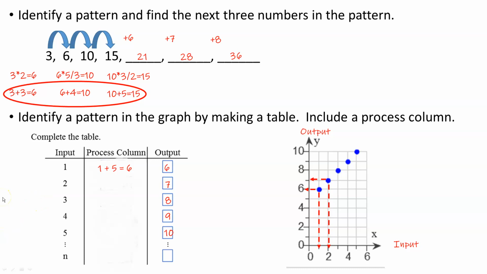So we have 1 plus 5 is 6, 2 plus 5 is 7, 3 plus 5 is 8, 4 plus 5 is 9, 5 plus 5 is 10, n plus 5 is n plus 5. So our output for n is n plus 5. It didn't really fit in the little box there.